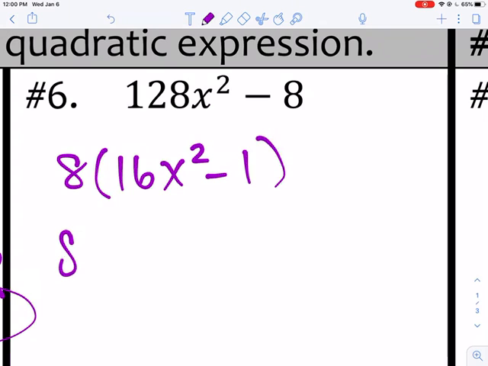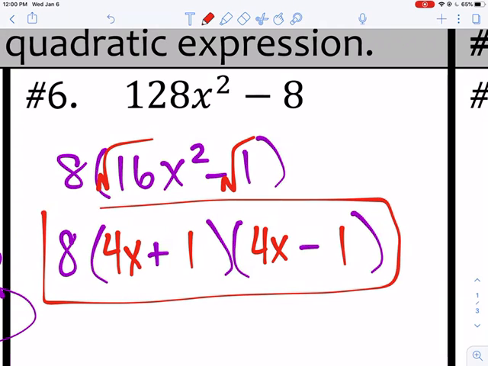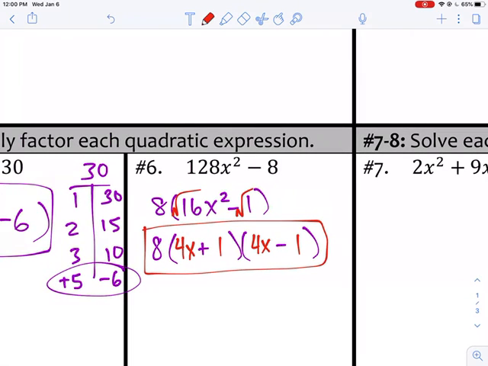This is a difference of squares, so that's going to create the same factor, one plus, one minus. Remember, it's a difference of squares because I can take a perfect square here, first and last, and it has a minus sign. So the square root of 16x squared is 4x on both sides, and then the square root of 1 is 1. And that's how we factor our difference of squares.